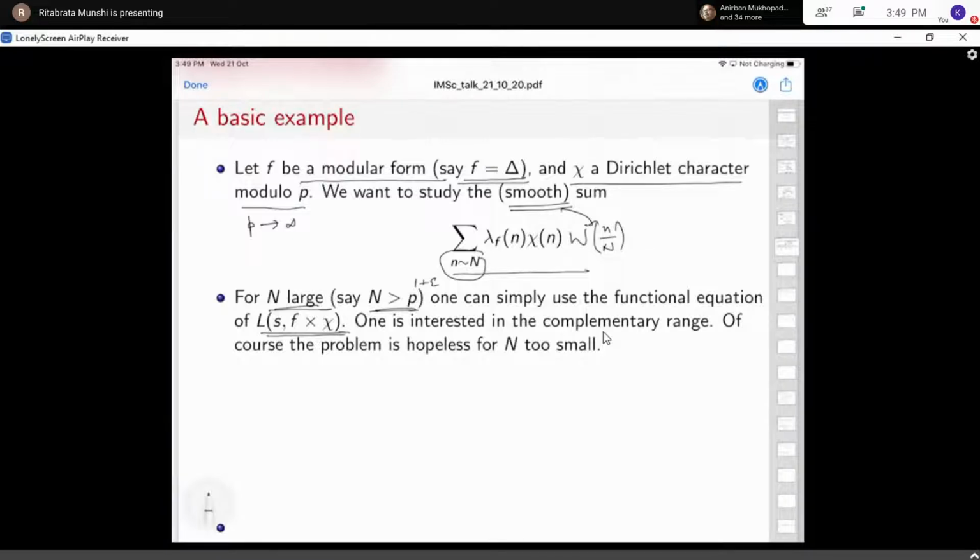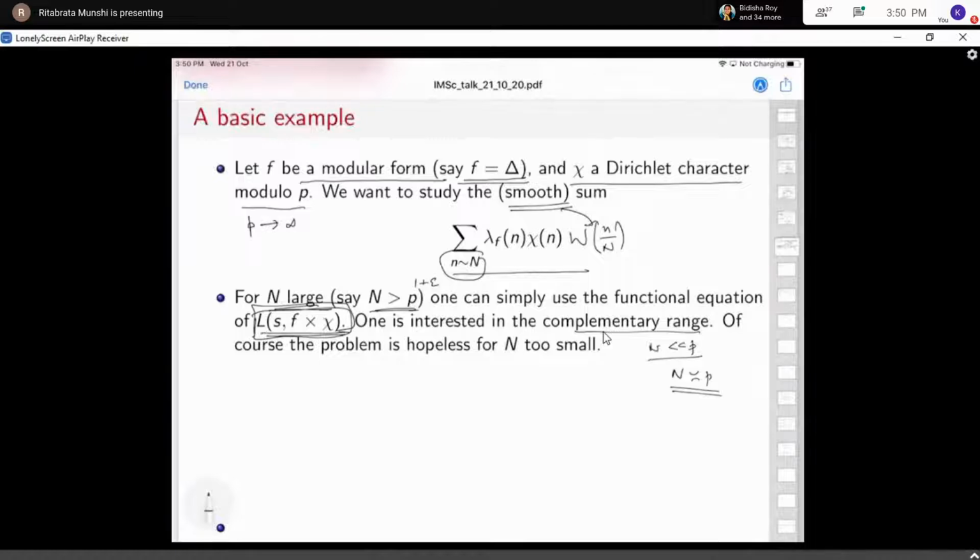Okay, but we'll be interested mainly in the complementary range. So we'll be mainly interested when n is less than p. Okay, and more importantly, we'll be interested when n is really of size p. That's the sum that comes up when you are dealing with the subconvexity problem of this L-function. And of course, if capital N, the length of the sum, is very small, then the problem is hopeless, because then you really need something like the Lindelof hypothesis to tackle the problem.